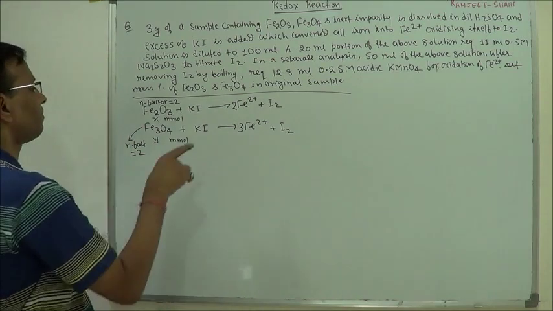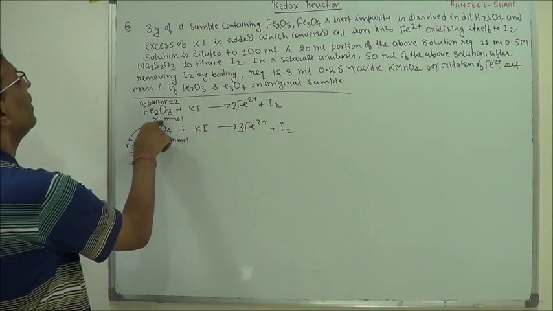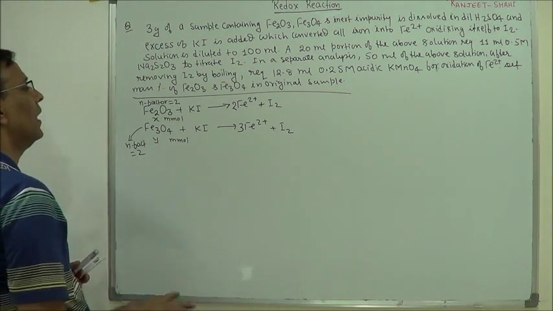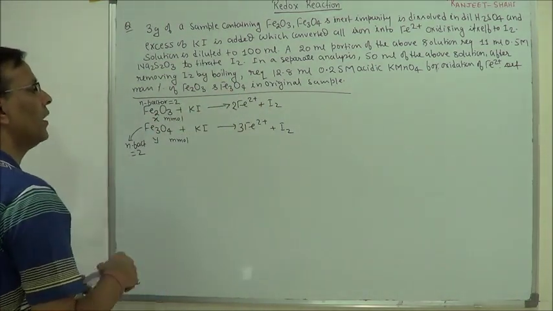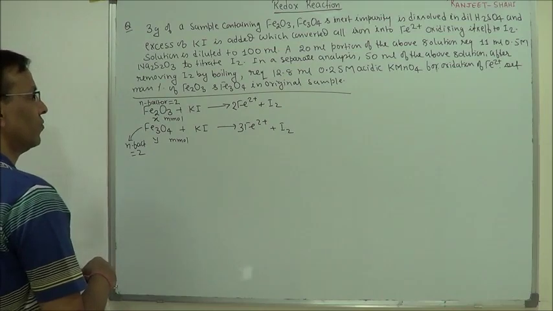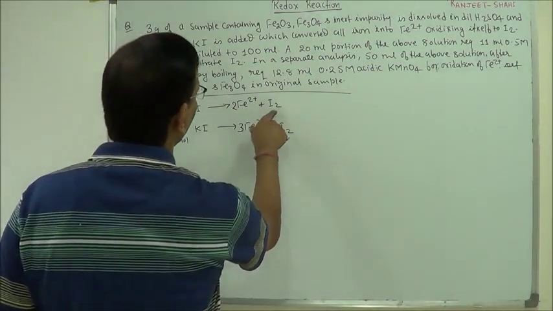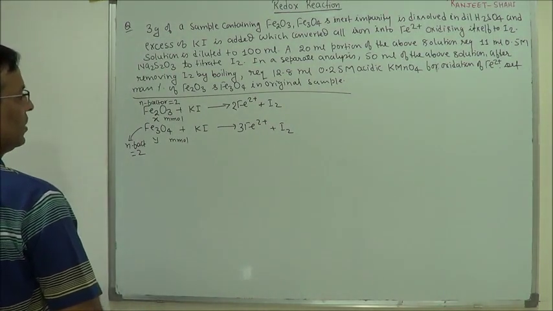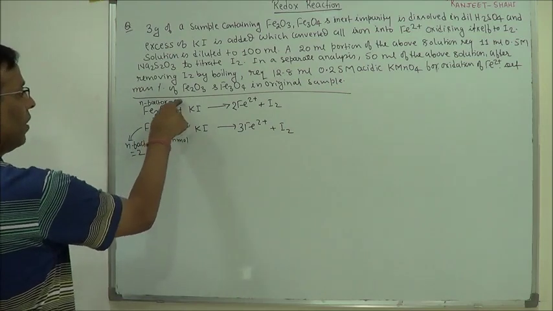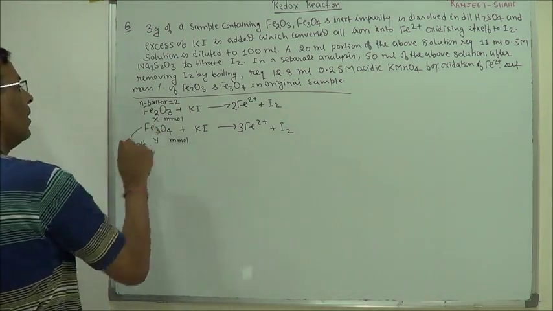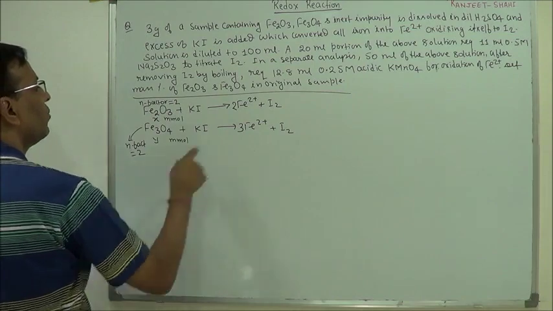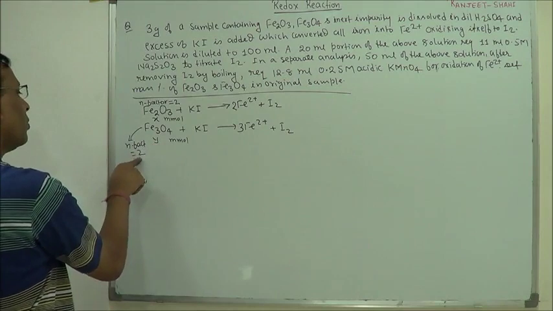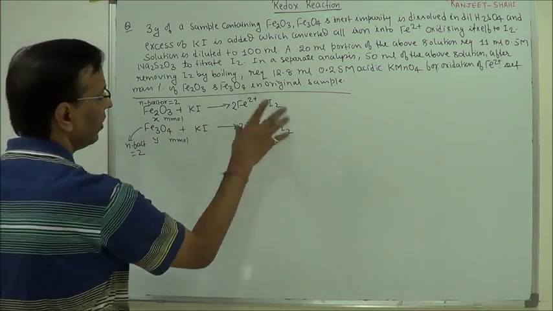So we can determine milliequivalent of Fe2O3, milliequivalent of Fe3O4, and then accordingly milliequivalent of iodine can be determined. If we want to know the milliequivalent of iodine produced in these two reactions, we'll say that x millimole multiplied by N factor 2 gives 2x milliequivalent of iodine here, and y millimole into 2 gives 2y milliequivalent of iodine here.